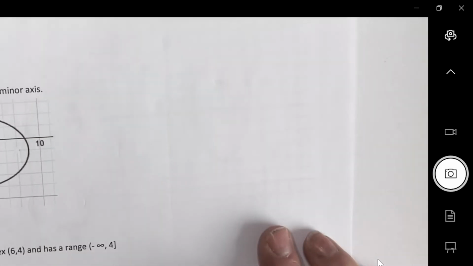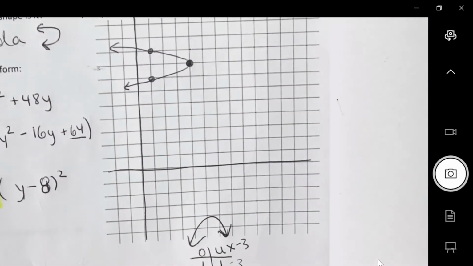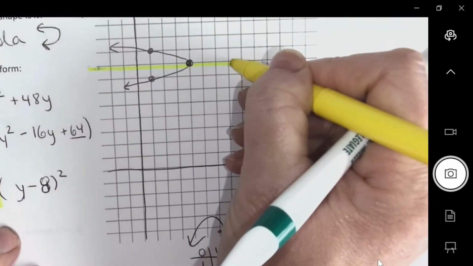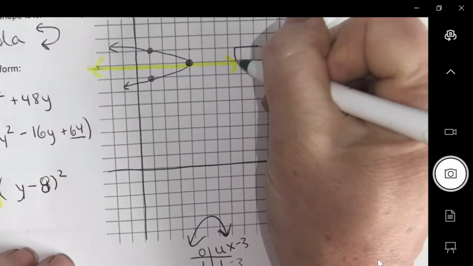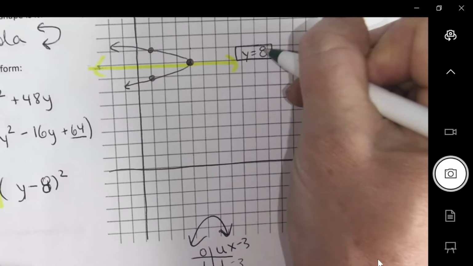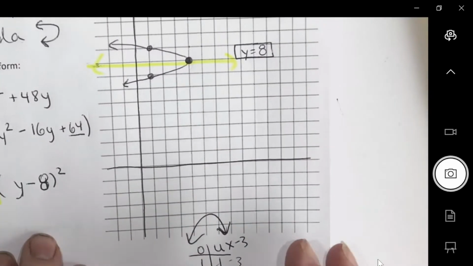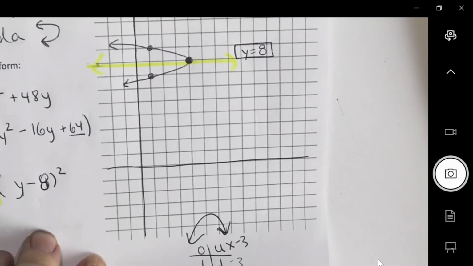Do we know how to do our axis of symmetry on those? Do you know what this line is? The symmetric line? What's the equation? Y equals 8. Because you might get some axis of symmetry stuff on there.